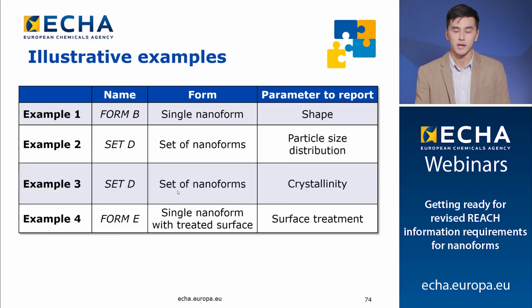And today I will guide you through 4 illustrative examples on how to report certain parameters for nanoforms in Euclid. Namely, the focus of these examples will be on reporting shape, particle size distribution, crystallinity, and surface treatment.